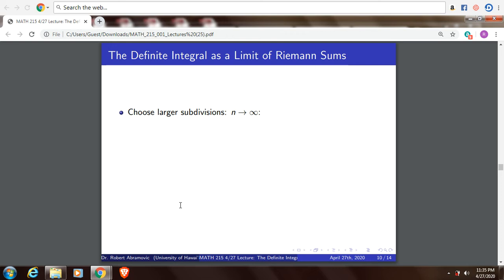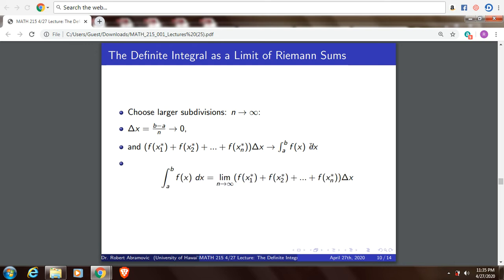Choose larger subdivisions as n goes to infinity. In this case, the length of subintervals goes to 0, and this Riemann sum, this sum of products, approaches the definite integral from a to b of f(x) dx. Now we can actually define the definite integral of a function f(x) from a to b as the limit as n goes to infinity of f(x1*) plus f(x2*) plus f(xn*) times delta x.